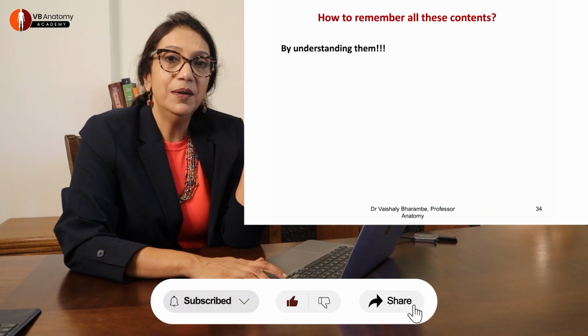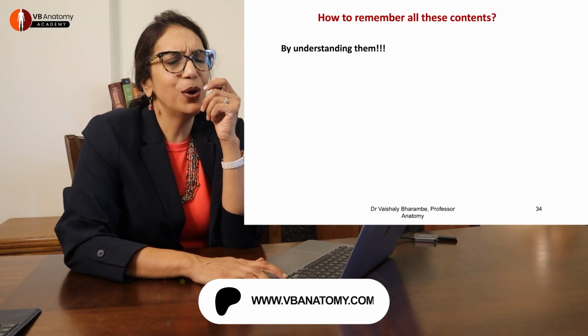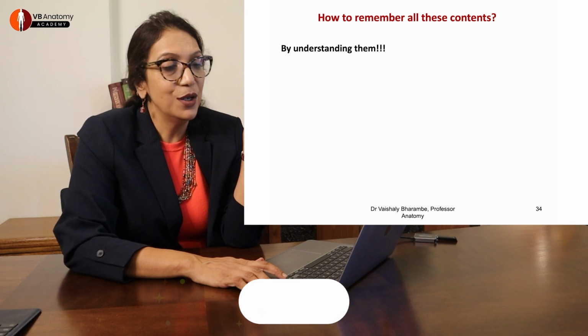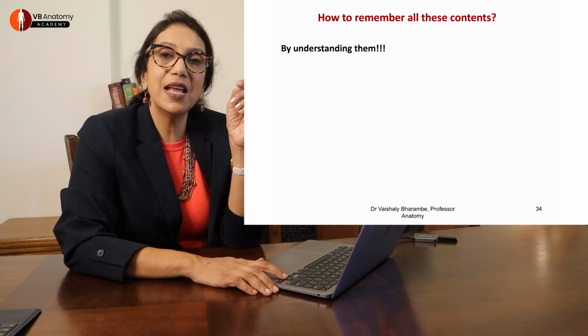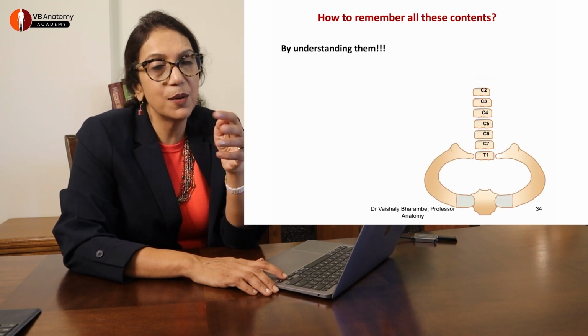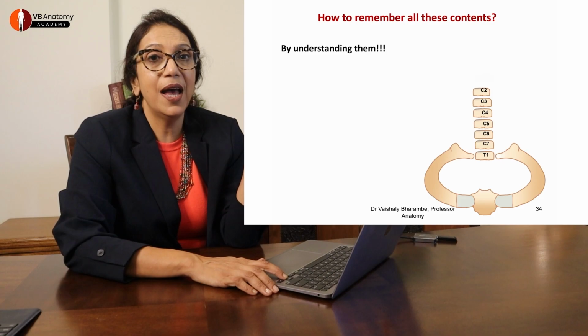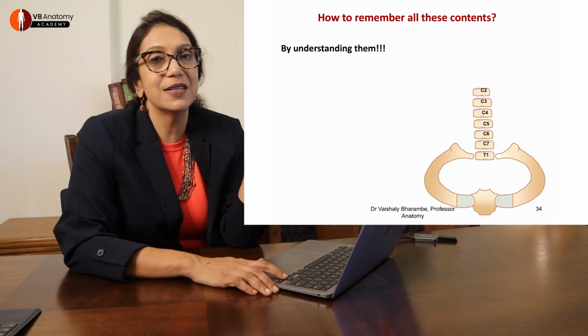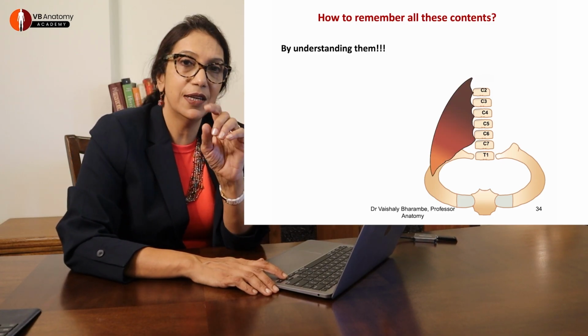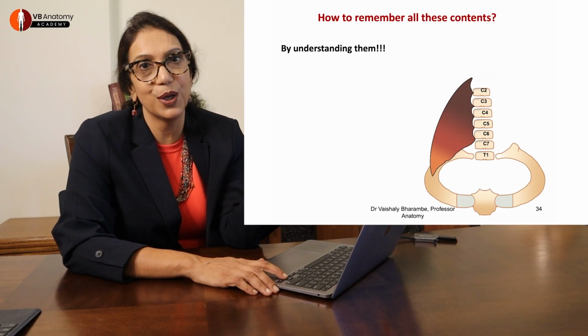Try to remember by understanding. There's no point in mugging at all. Okay? So here you can see the same cervical vertebrae, the same first rib again, and the same muscle again, which is the scalenus medius. Till here, all of you know what's going on.